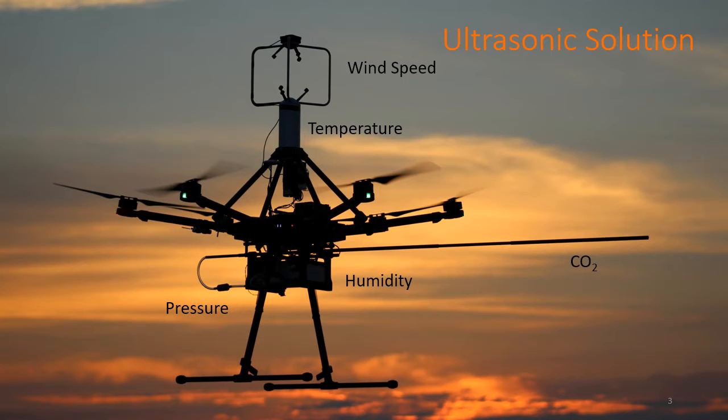This exact system is fitted with an ultrasonic anemometer, a pressure, temperature, and humidity sensor, as well as a CO2 sensor underneath. The benefit of a multi-rotor system like that is it has the capability of vertical takeoff and landing, and it can also hover in place, so we can move it exactly where we want and take data for as long as we want.